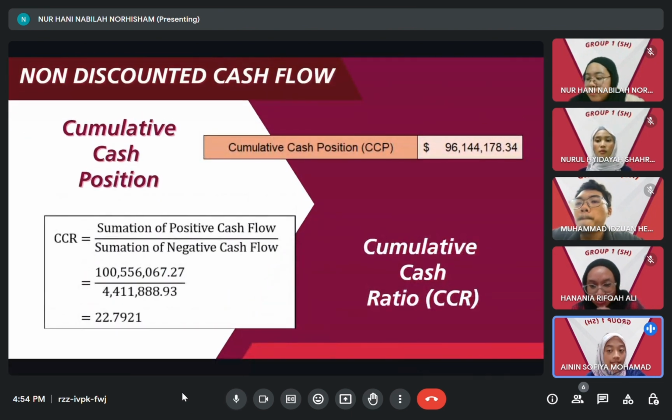So moving on to the cumulative cash position. Cumulative cash position stands for the final value of cumulative cash flow that we have constructed before. So the value would be $96 million, $96,000 million. And as for the cumulative cash ratio, we use the formula of summation of positive cash flow divided with summation of negative cash flow. And we got the value of CCR to be 22.79 to 1.